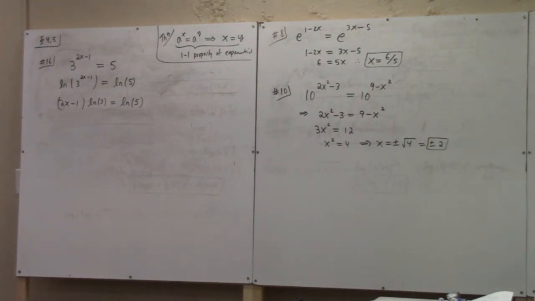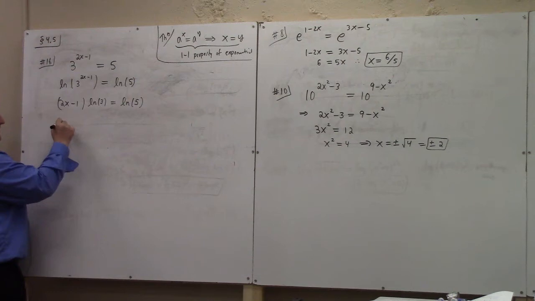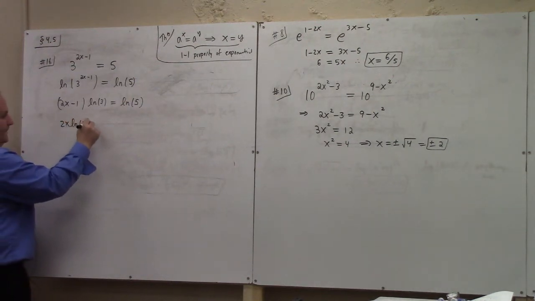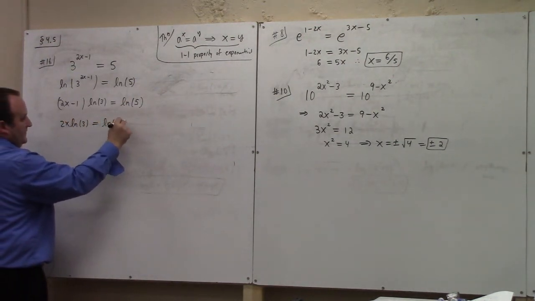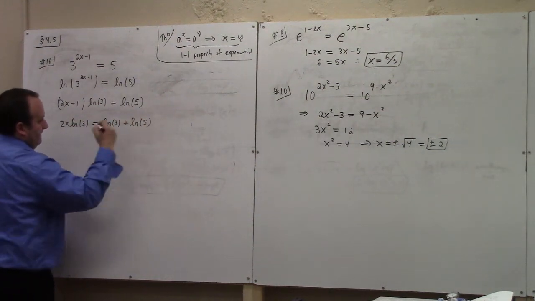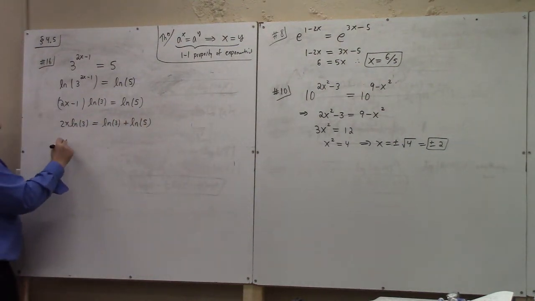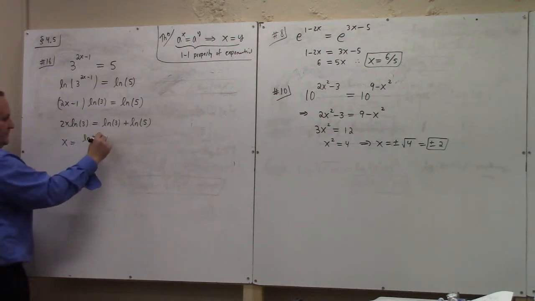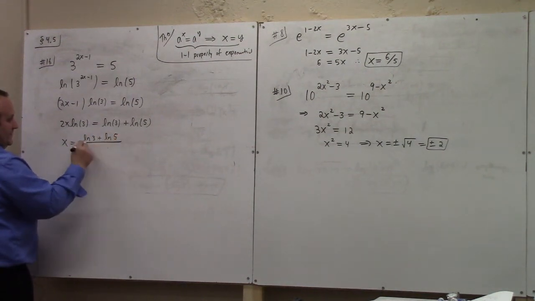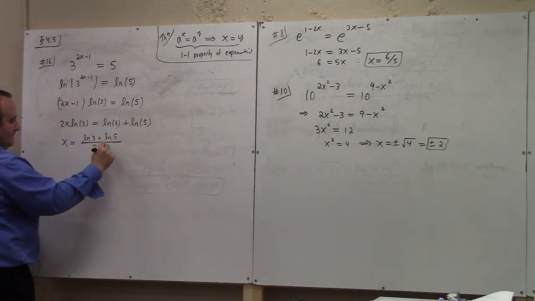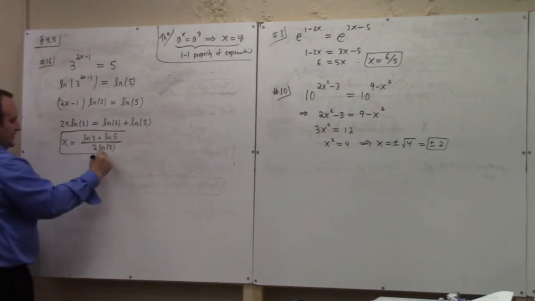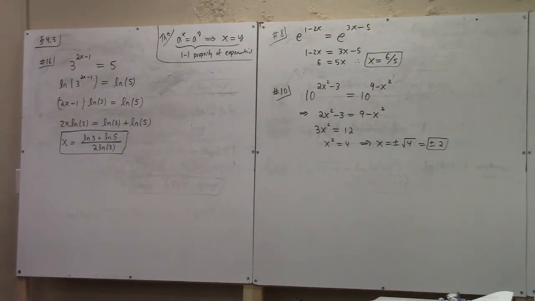And now I can solve for x. See, I get 2x log 3 equals the log of 3 plus the log of 5. And so x is equal to log 3 plus log 5 divided by 2 times log 3. And of course, we could plug it into our calculator and get something more like a decimal form of the answer if you wanted.